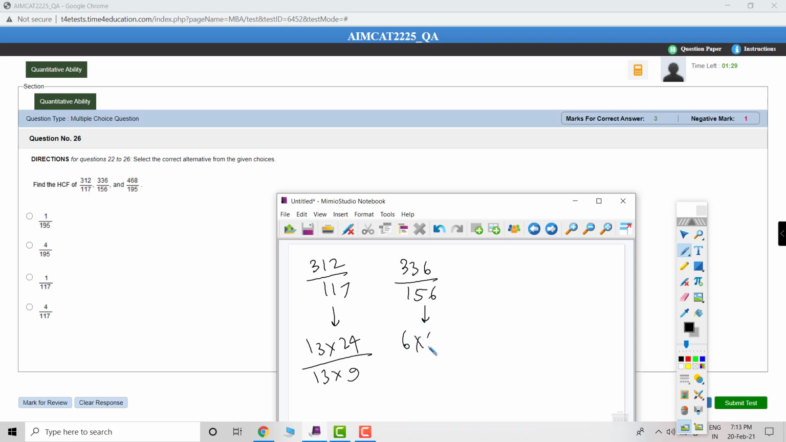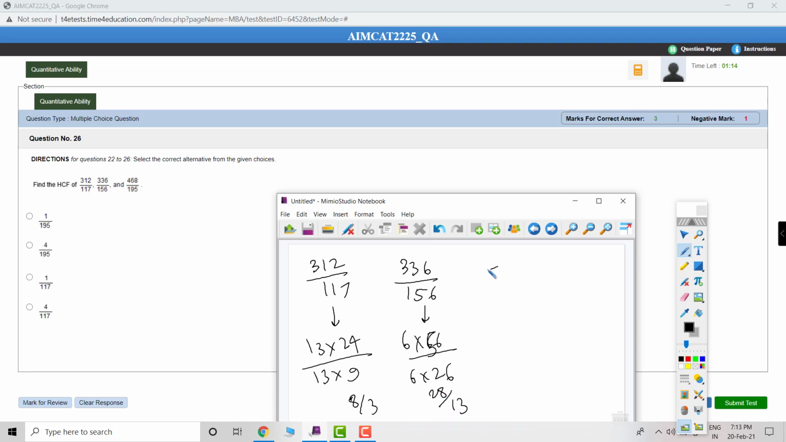This is 6 into 56, sorry. This is 6 into 26. Okay, so this is 24 by 9, which means 8 by 3. This is how much? 28 by 13, correct. And this is how much?